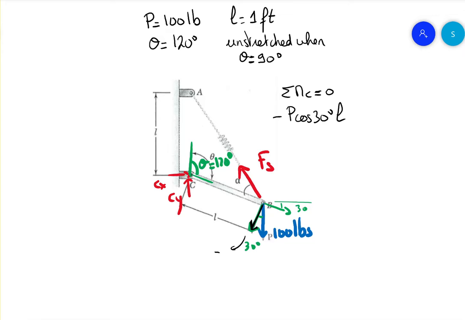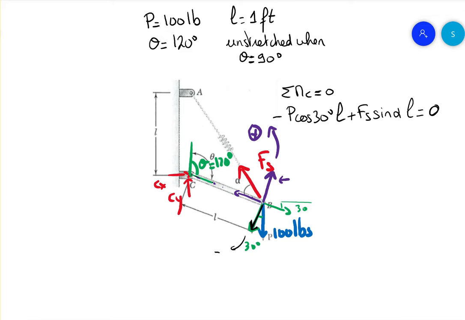And for Fs, the force of the spring, we should split it in two components, one perpendicular to the rod and one parallel to the rod. So the only component that creates a positive rotation about C, that's the vertical component. So that's plus the force of the spring sine alpha times the distance L, and it's equal to 0.